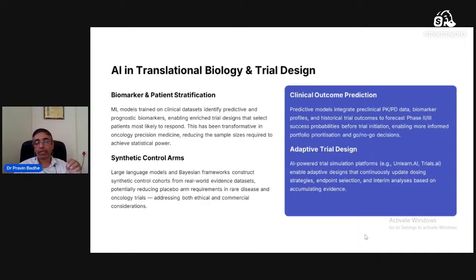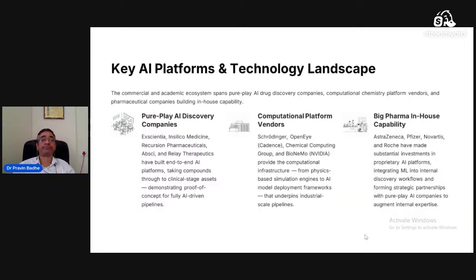So there are some platforms which are already available, which have enabled the adaptive designing of the clinical trial, because it is very important sometimes to have this approach while designing the clinical trial, so that dosing strategies or endpoint selection strategies can be changed while the studies are going on. So these are some of the key AI platforms and technology.